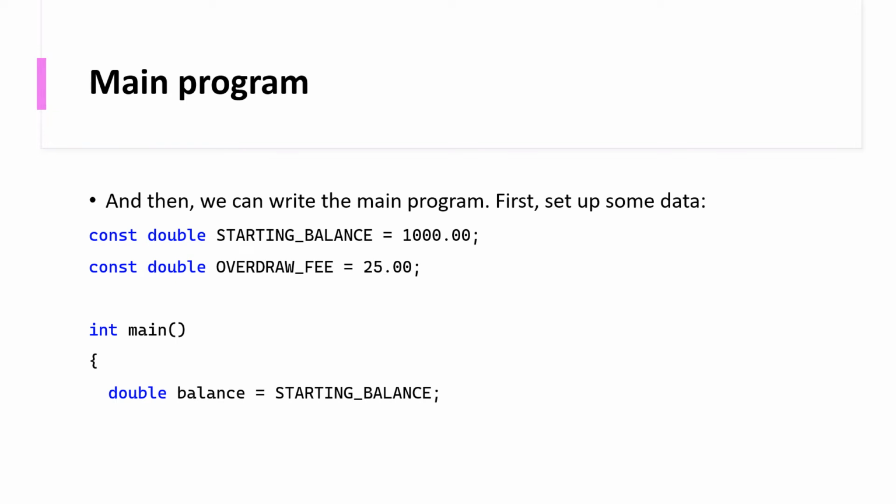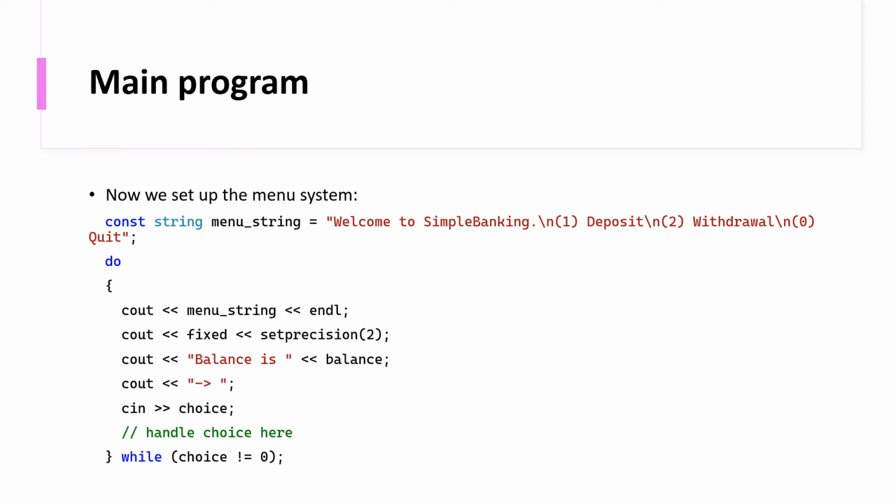Okay, then we have int main, and we start with a double balance equals starting balance. Now we're going to set up the menu system. We have a constant string that I call menu string. It's going to say welcome to Simple Banking, then a new line, then the menu itself: 1 for deposit, 2 for withdrawal, 0 for quit.